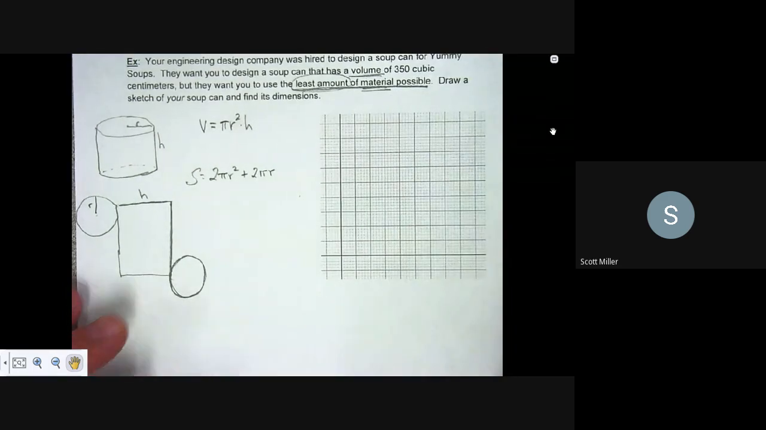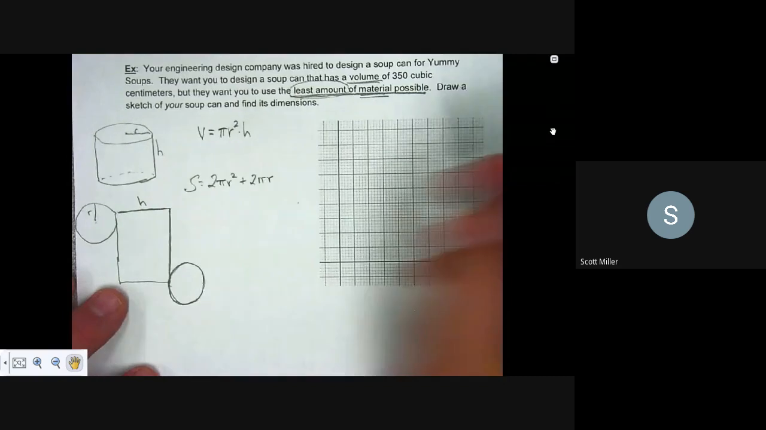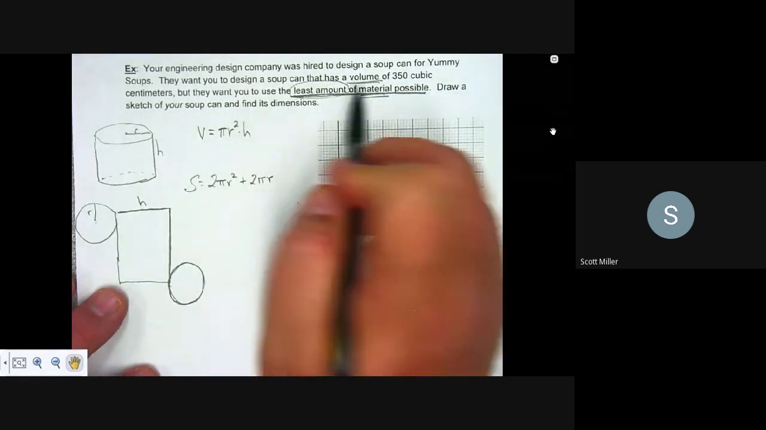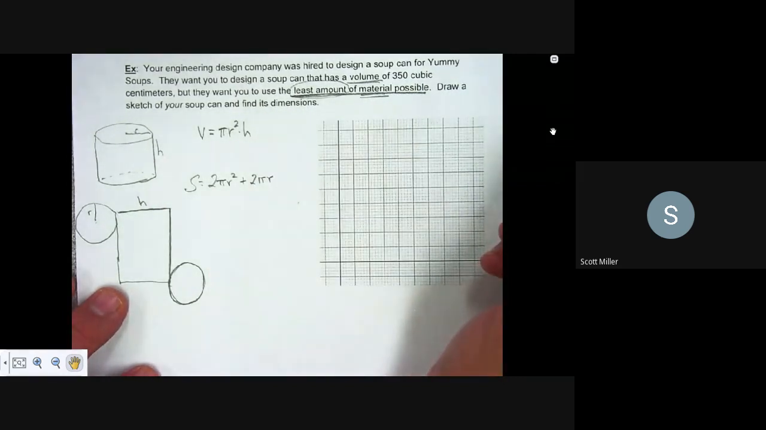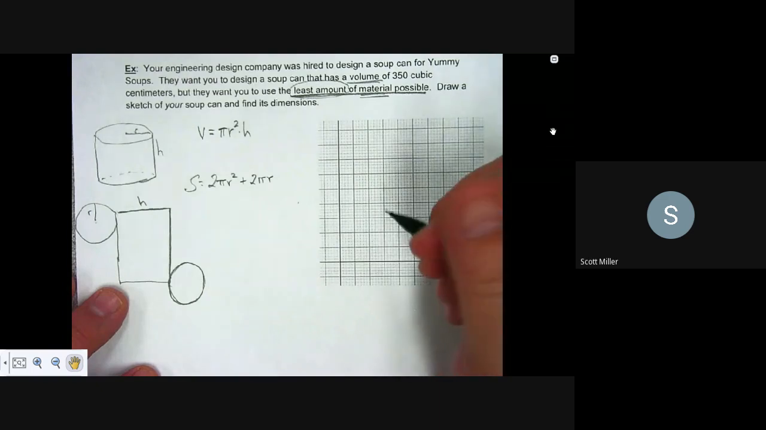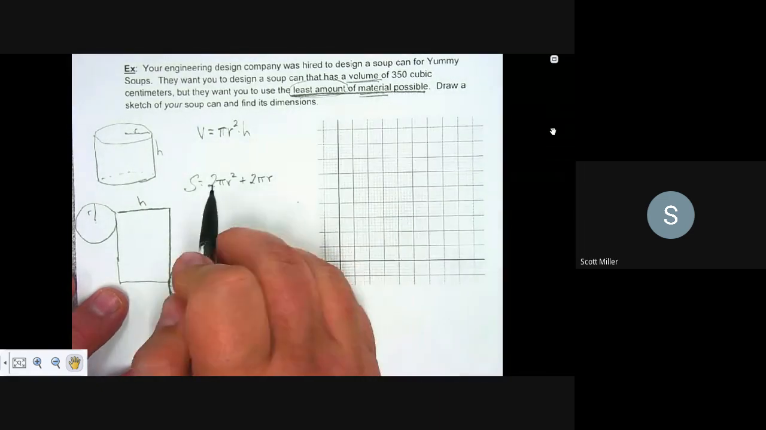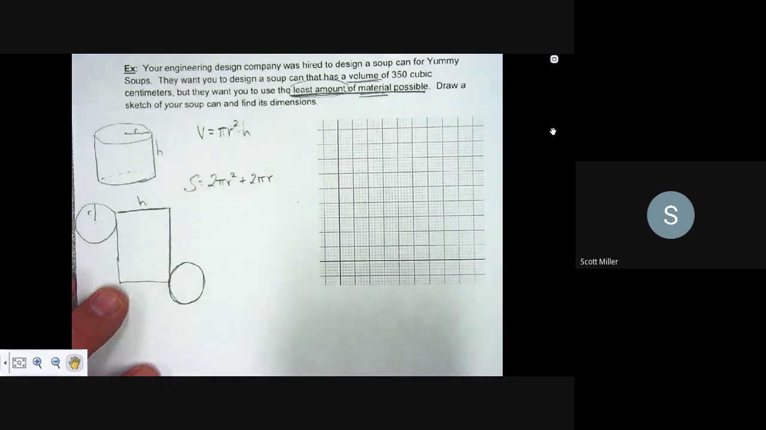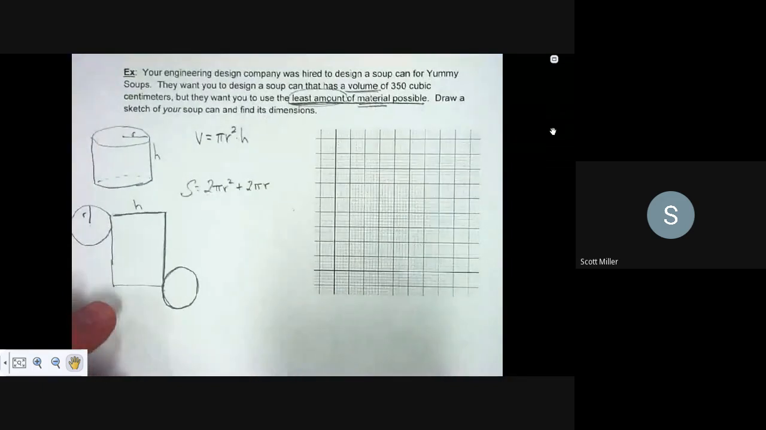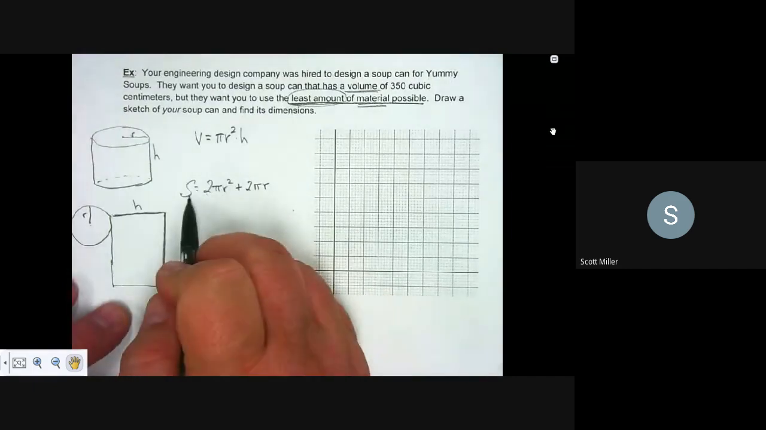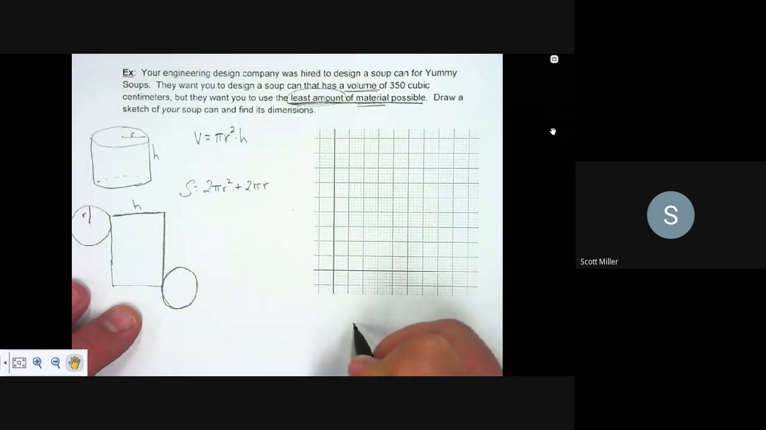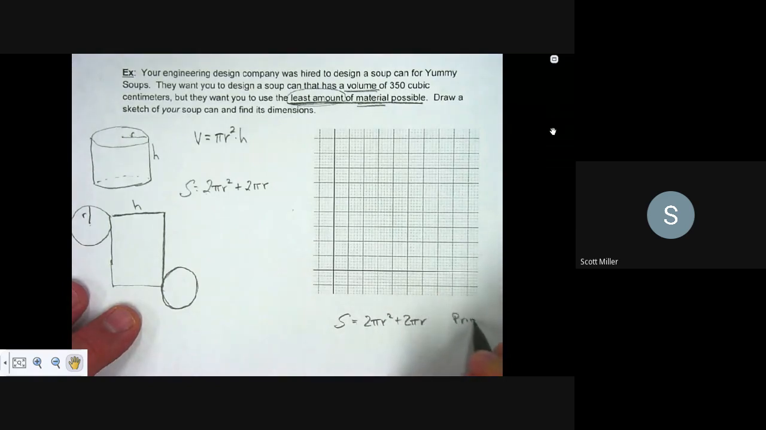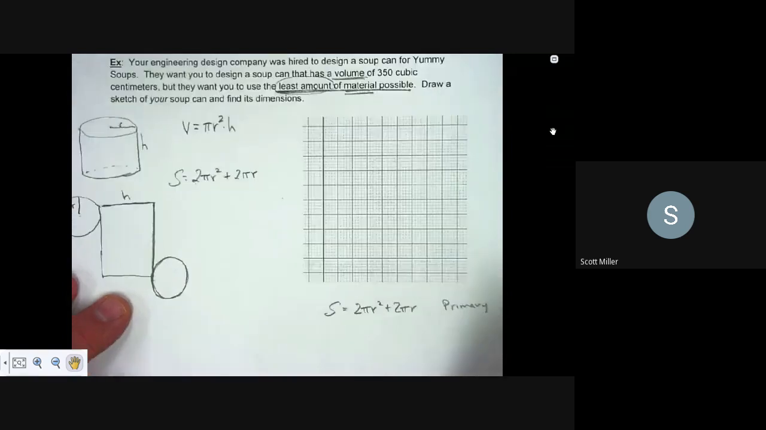This is basically a max-min problem. In this case, I'm asking for the least amount. This is what indicated it to be a minimum problem. I want the smallest amount, the minimum of material, so I'm going to minimize the surface area. In a max-min problem, you have different types of equations. One is the primary equation, which is the one you're going to maximize or minimize. So the surface area is our primary equation. This is the one you're trying to maximize or minimize.